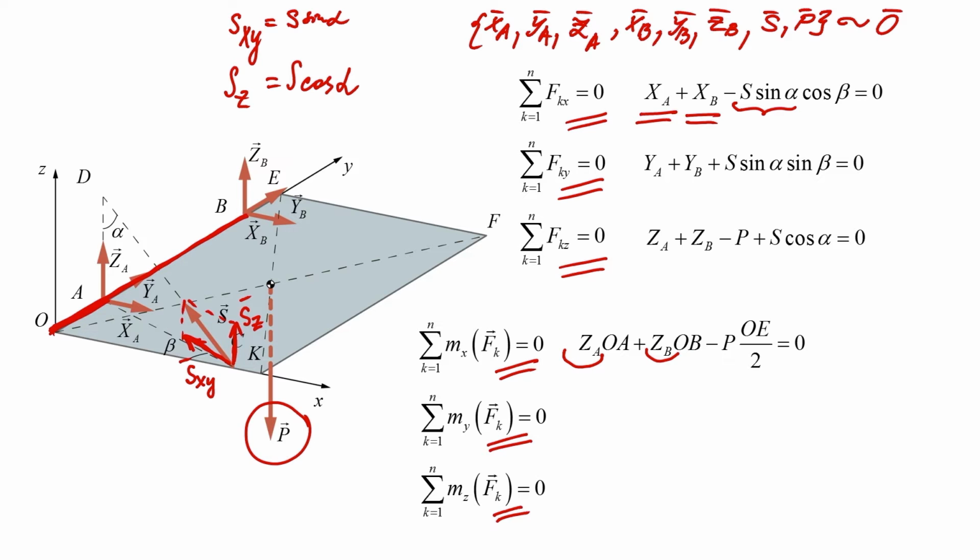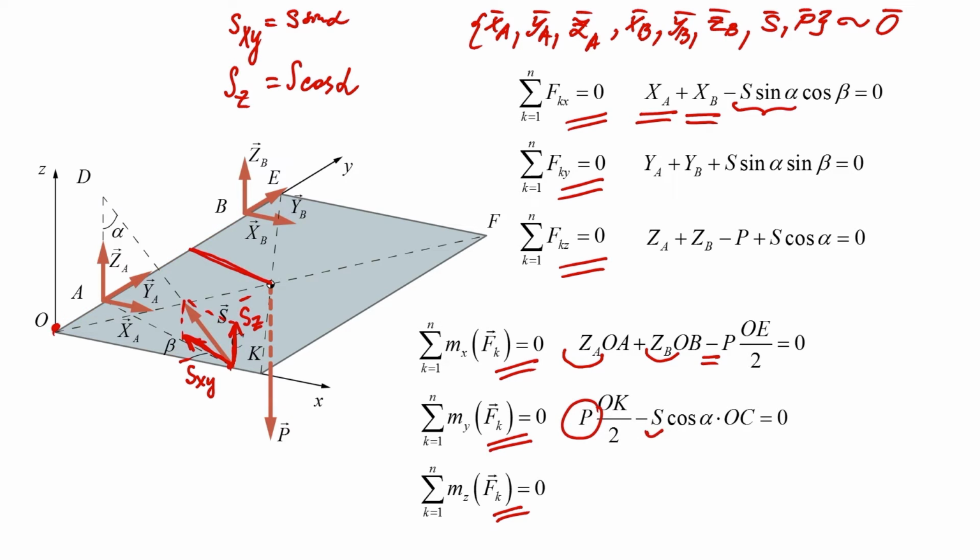The moment of the force P with respect to the axis X is equal to the product of the force magnitude and the distance from the axis X to the line of the force's action. In our case, this distance is equal to OE divided by 2. The minus sign in the equation is used because if we were to look towards the axis X, then we would see that the force P was tending to turn the body clockwise.